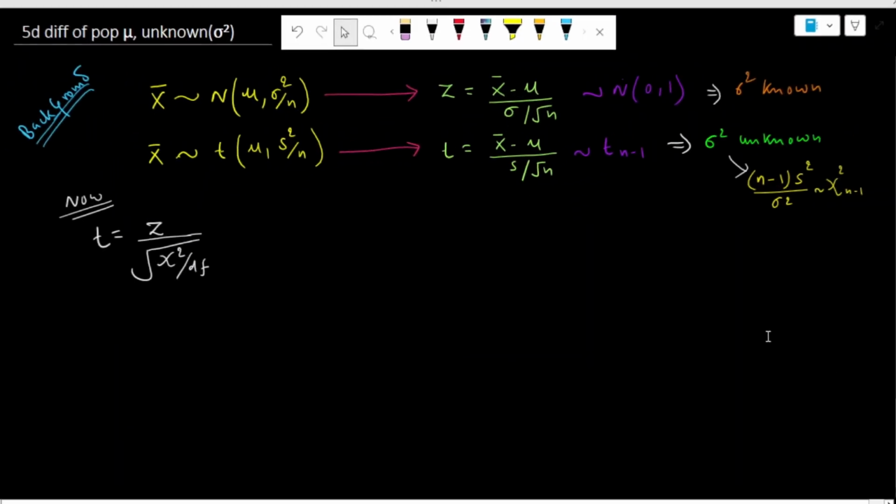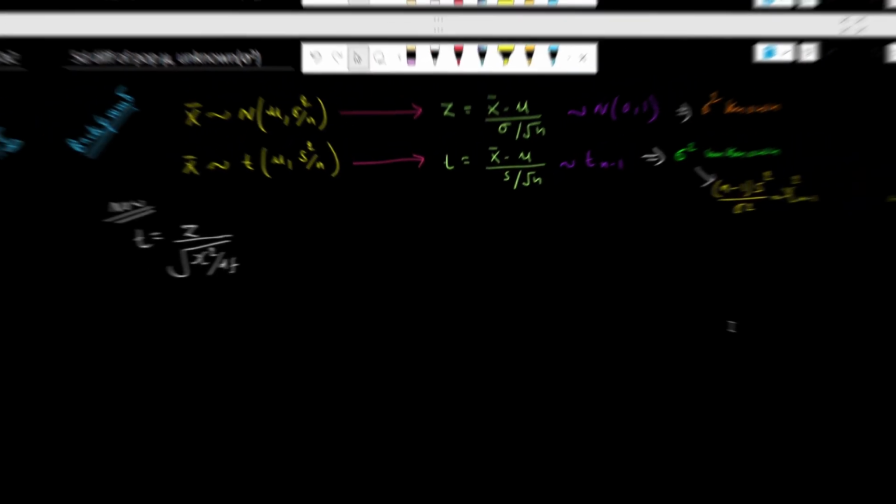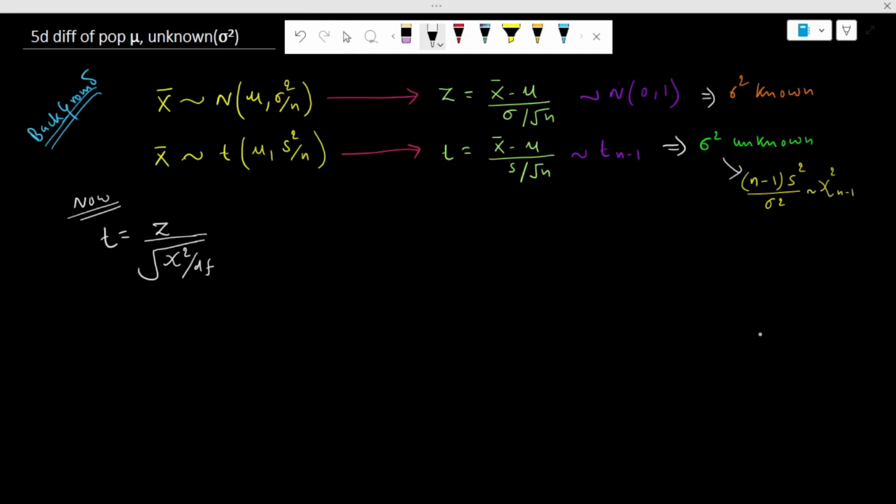In this video, we will discuss how to estimate the difference in means of two normal populations when the population variance is unknown. We know that the sample mean is distributed normally with mean mu and variance sigma squared divided by n. And in this case, we assume that the variance of the population is known.